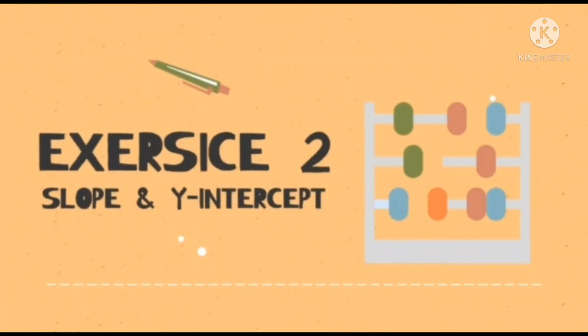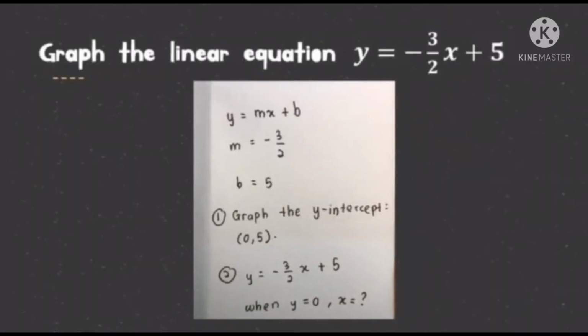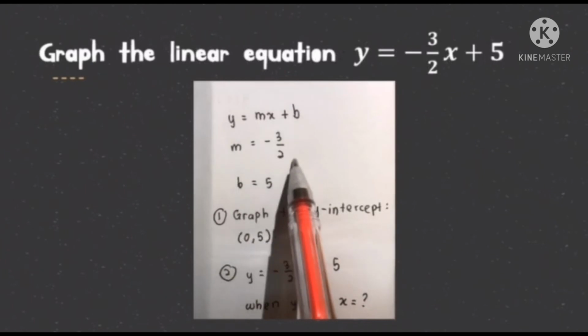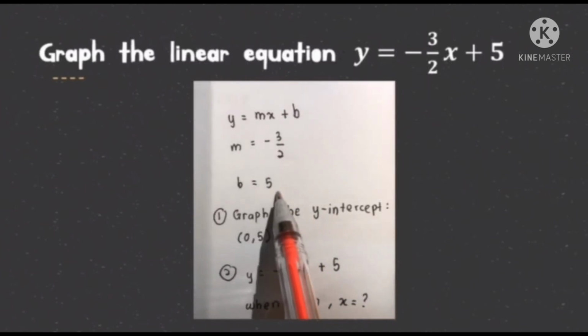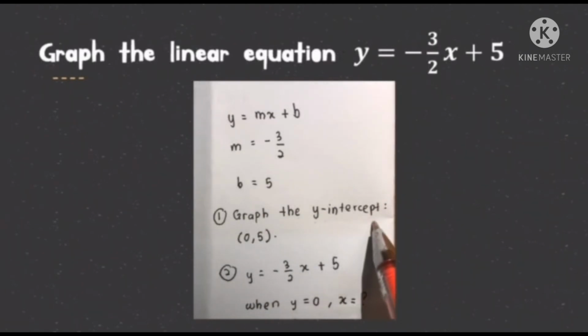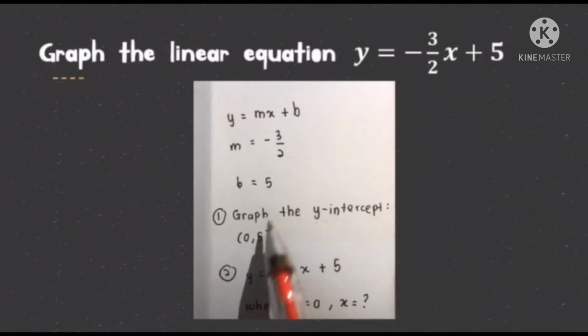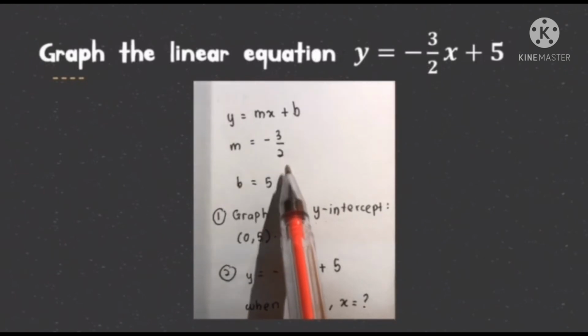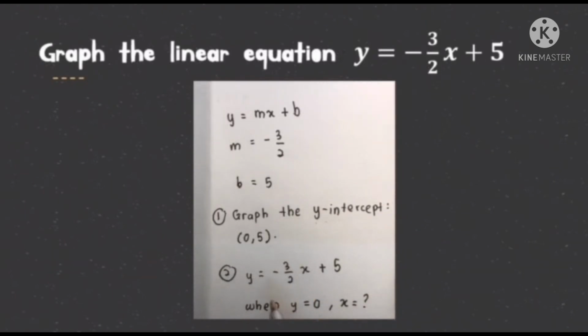Next, we need to graph using the slope and y-intercept. The question wants us to graph y equals negative 3 over 2x plus 5 by using the slope and y-intercept. Slope equals negative 3 over 2 and y-intercept equals 5. First, we need to graph the y-intercept. When y-intercept, y equals 5 and x equals 0, and this is the point. Next, we use the slope to get the other points on the line.